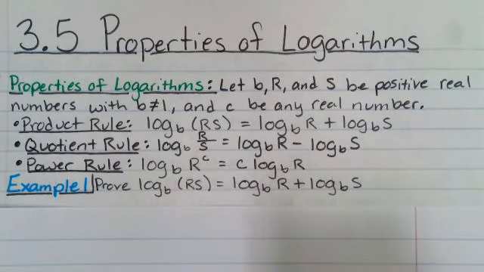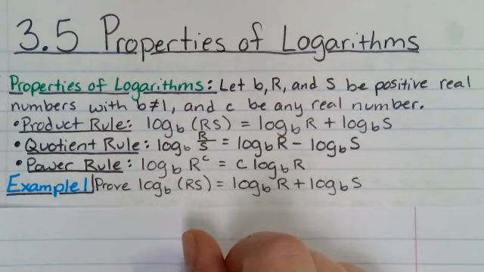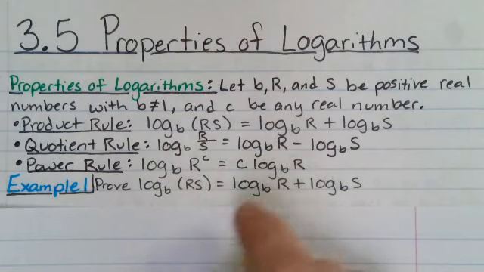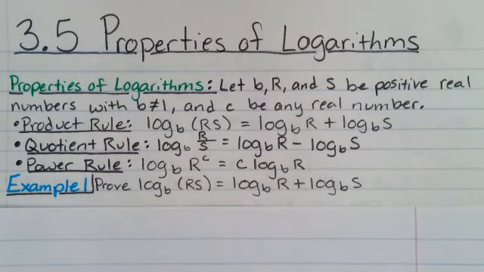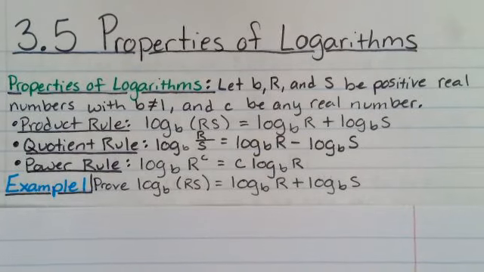What we're going to do for example one is I'm going to show you how we can prove that these things happen. You can do this type of proof with all three, but we're going to focus just on proving the first one, the product rule, and then you can try the others on your own if you really want to, but it should work out the same way.